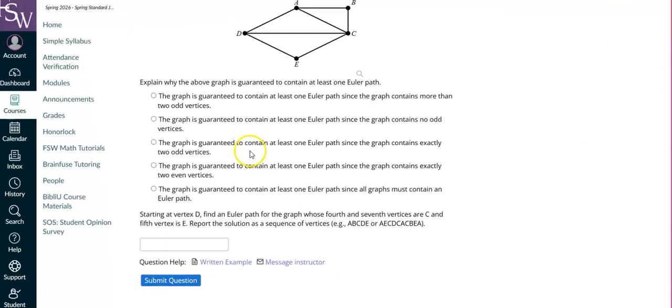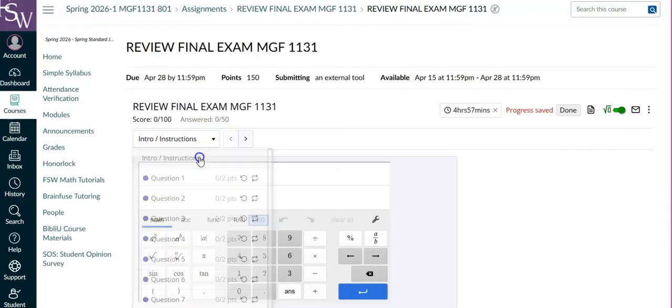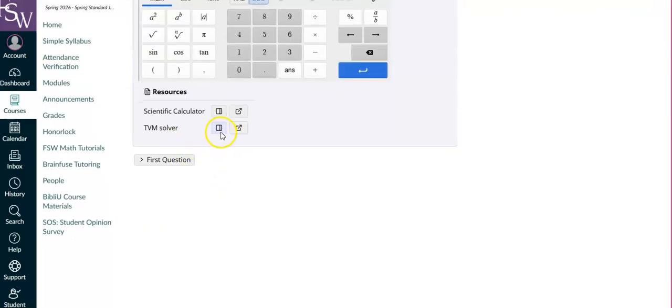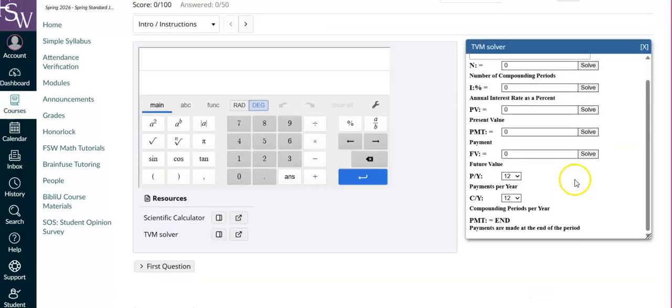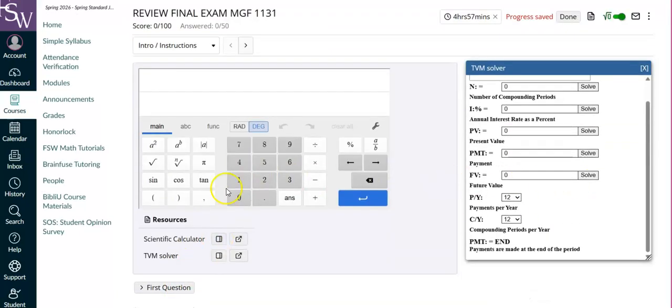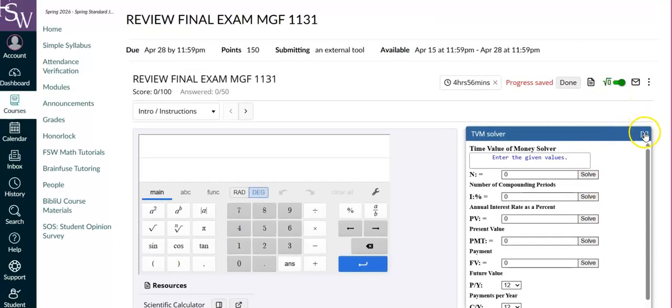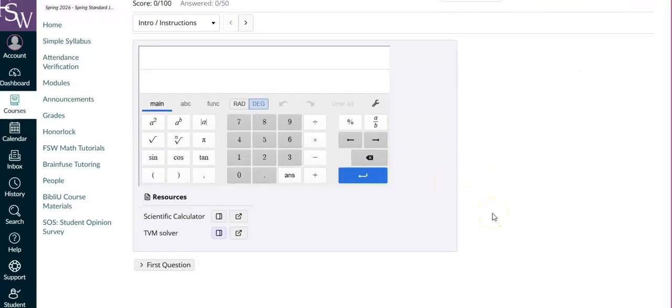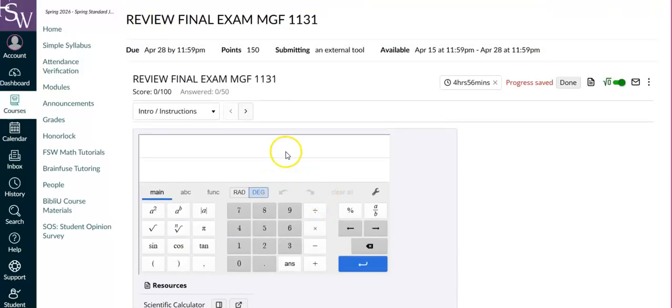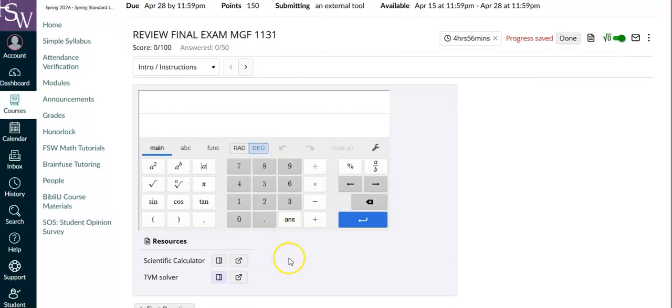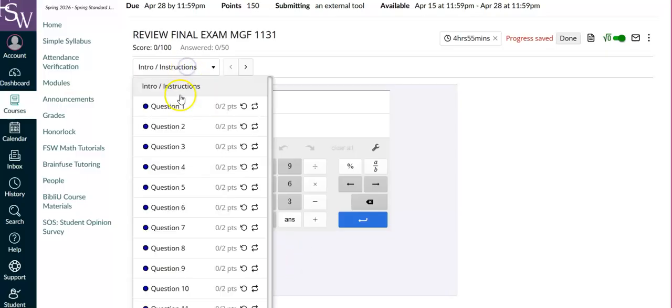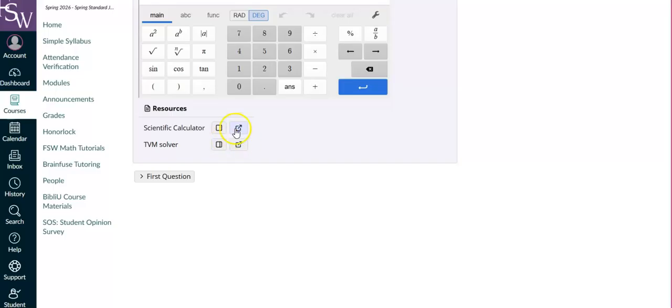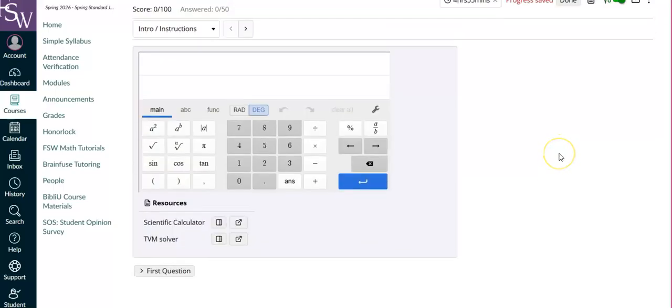If you want to find another calculator, you can go back to the intro and you'll see the other calculator, the TVM solver for the financial questions. When you need the TVM solver, you can click this calculator and it pops up on the side. Unless you close it, it's still going to be here. Most of the questions have the calculator attached as well. If not, you can go back to the intro section and click this icon to see the calculator that you want to use.